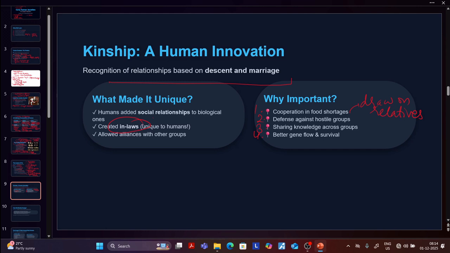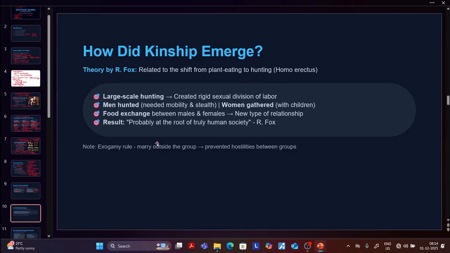Now, how did kinship emerge? Here is the theory by R. Fox. According to him, kinship is related to the shift from plant eating to hunting. Now, how? Let's look into it.